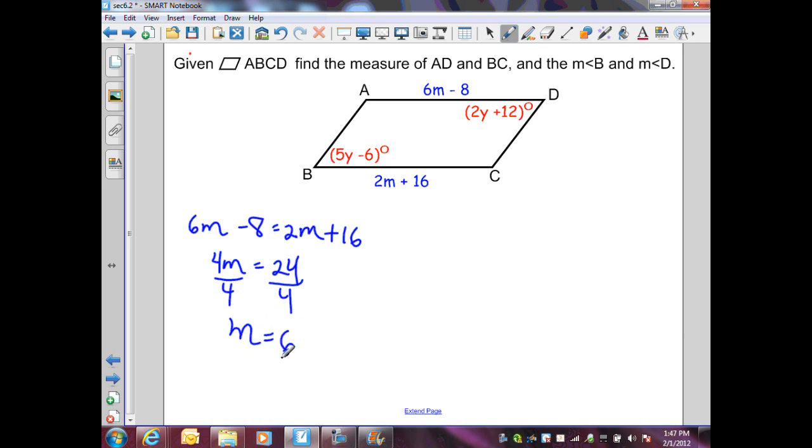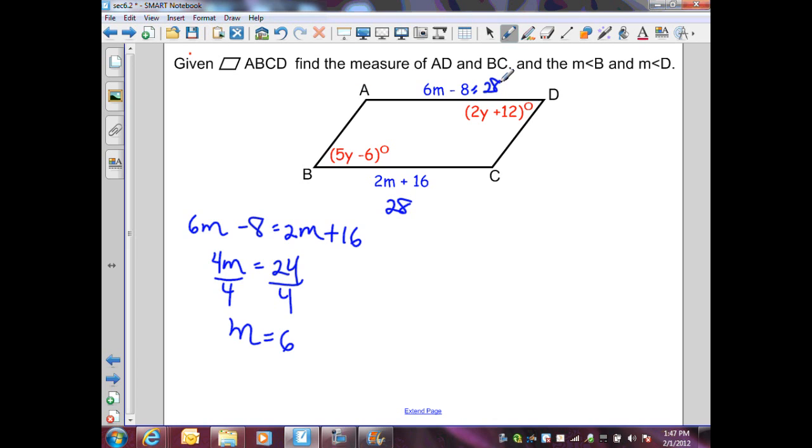m equals 6. But this does not solve my problem because I need to find the measure of AD and BC. Therefore, I need to substitute. When I substitute 6 into the expression, 2 times 6 is 12, plus 16 is 28. Therefore, since BC is 28, so is AD.